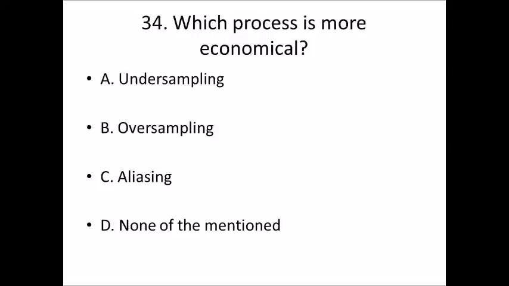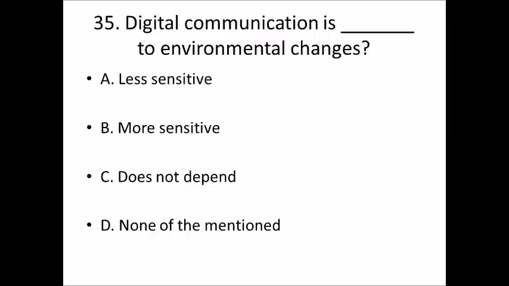34th bit. Which process is more economical? Option A, undersampling. Option B, oversampling. Option C, aliasing. Option D, none of the mentioned. Answer guess cheyandi. Answer option B, oversampling.